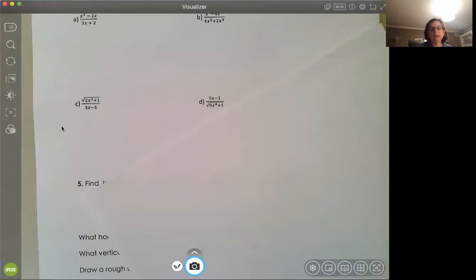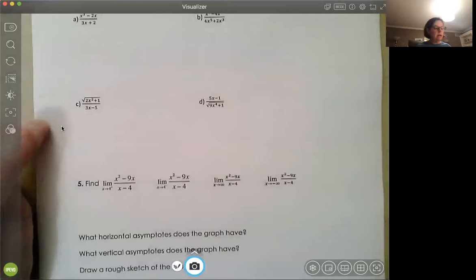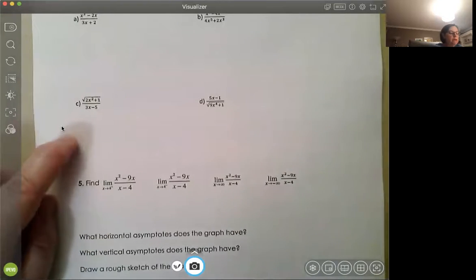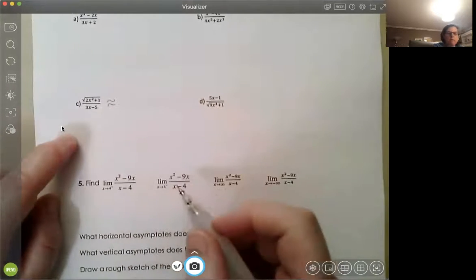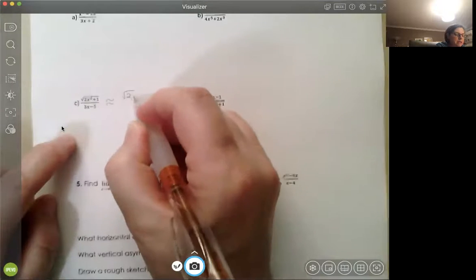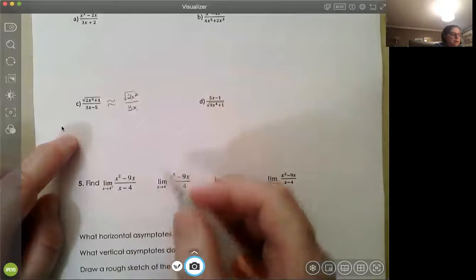I'm going to go over these last couple problems in case you missed it because we had some problems with the internet. So I'm on lesson 1.6, page 3, looking at problem C. We're trying to figure out the end behavior of this function, and so we look at dominant terms. The square root of 2x squared would be the dominant term in the numerator. 3x would be the dominant term in the denominator.